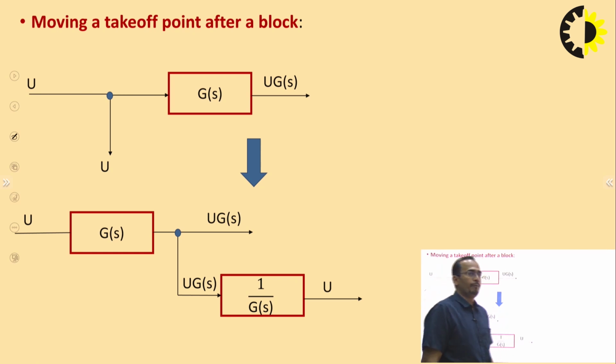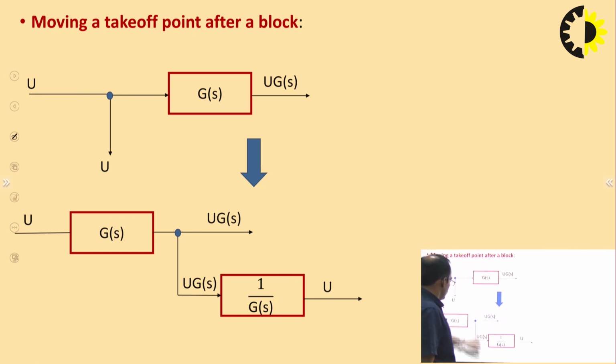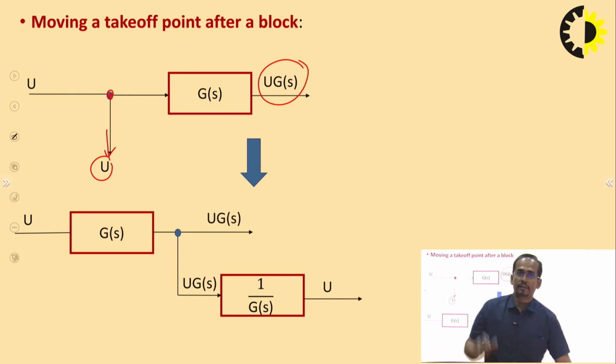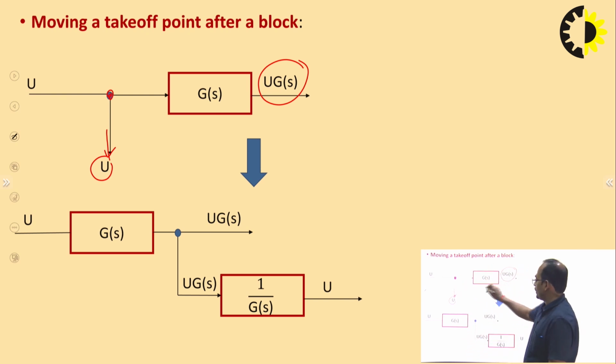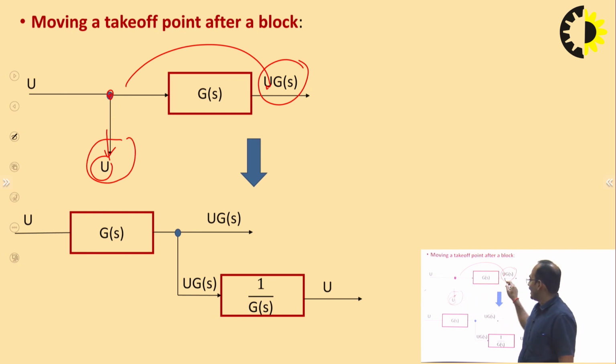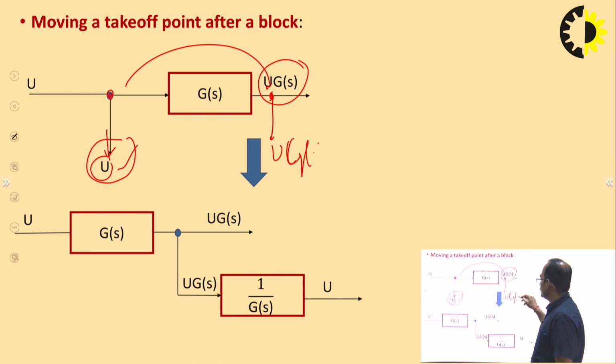Next, moving a takeoff point after a block. You can see here, this is the takeoff point. The output at this takeoff point is u, and the final output of the block diagram is u into G(s). If I shift this takeoff point after the block, then what is going to happen? I should get this output after shifting, but I will not get u as the output of the takeoff point. Here, if I shift, I will get u into G(s).